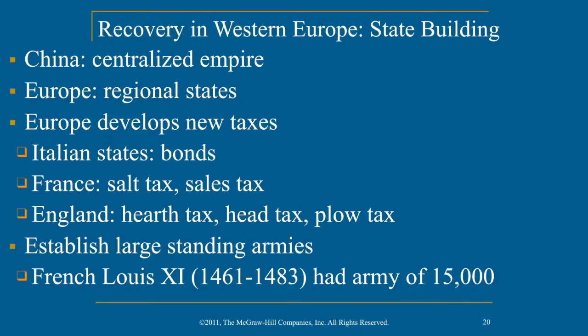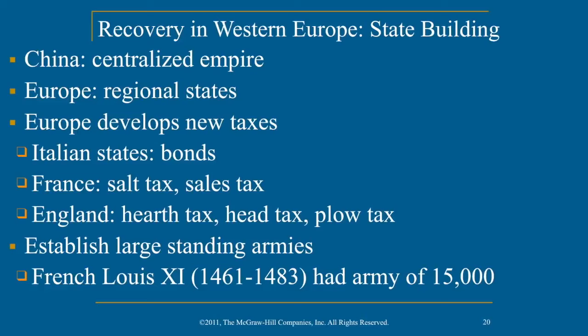In England, there's a hearth tax. Think of it kind of like a property tax. If you had a hearth, most homes were one hearth homes, so you had to pay a tax on having a hearth. So you had to pay a property tax. There was a head tax per person. You had to pay a tax for just people that you had in your family, and a plow tax for as many plows as you owned. You had lots of plows, you had lots of land, you could afford it, so they wanted these taxes.